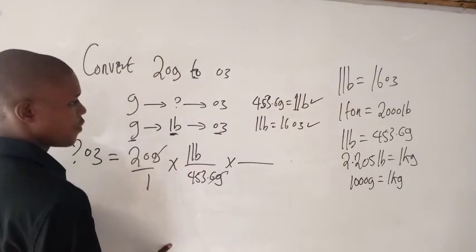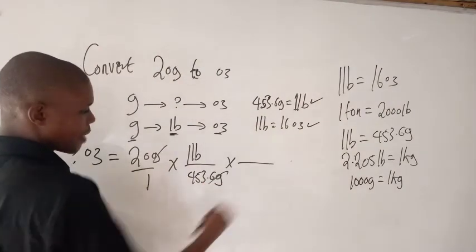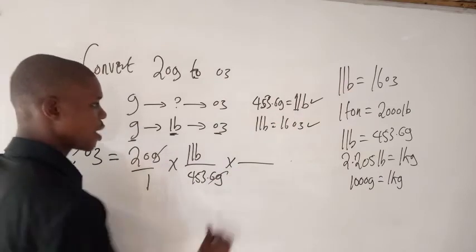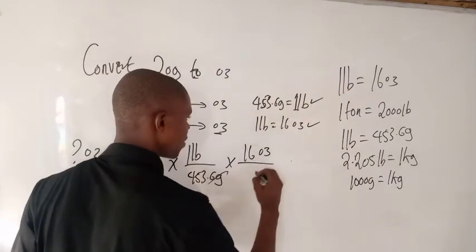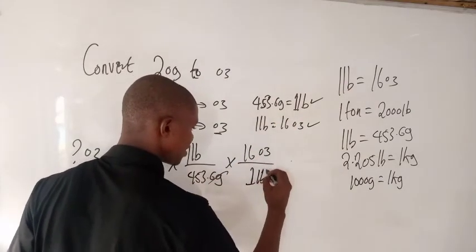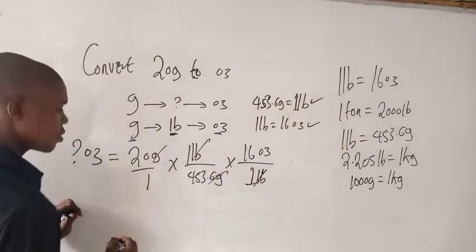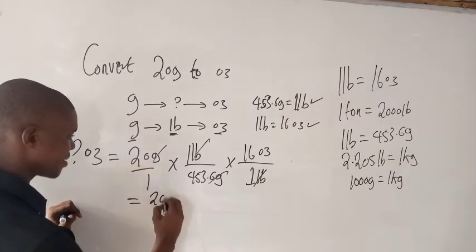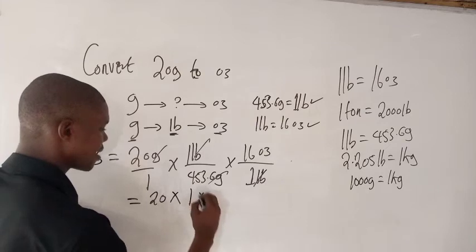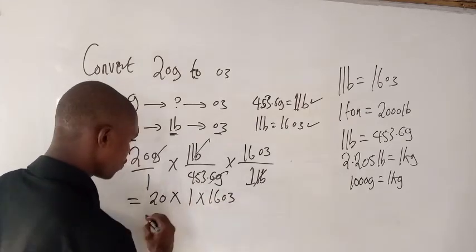So I'm now going to have this one at the down, so pounds and pounds will go out. 16 ounce will be at the top. So here we have 16 ounce, here we have 1 pound. So this and this will go out. So what we have here is 20 times 1 times 16 ounce over 453.6.